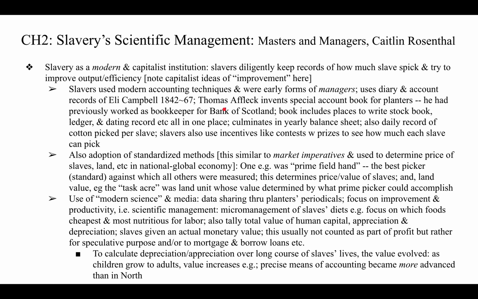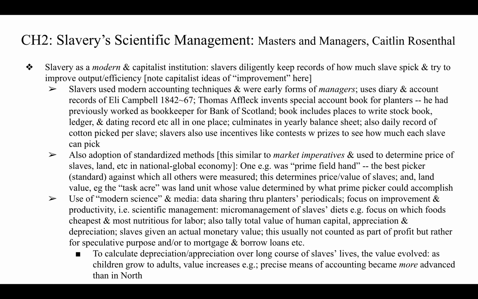He used methods developed by Thomas Affleck, who created a special account book for planters, and who had previously worked as a bookkeeper for the Bank of Scotland. In that account book, there was a place to write down stocks, ledgers, and a dating record, all in one place.